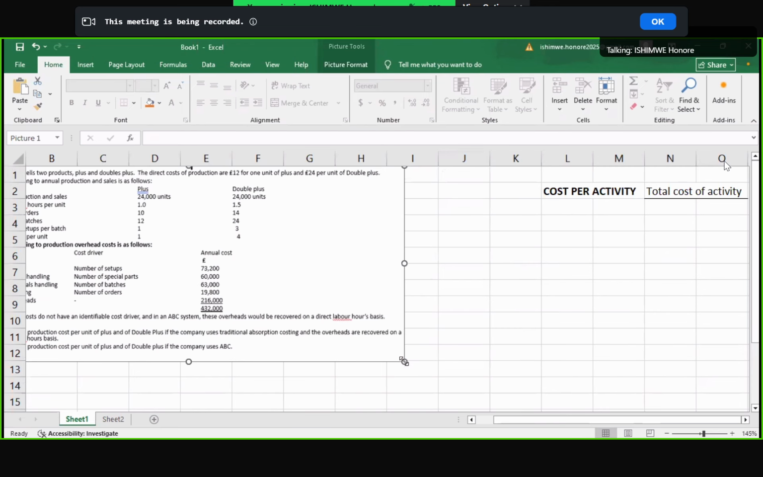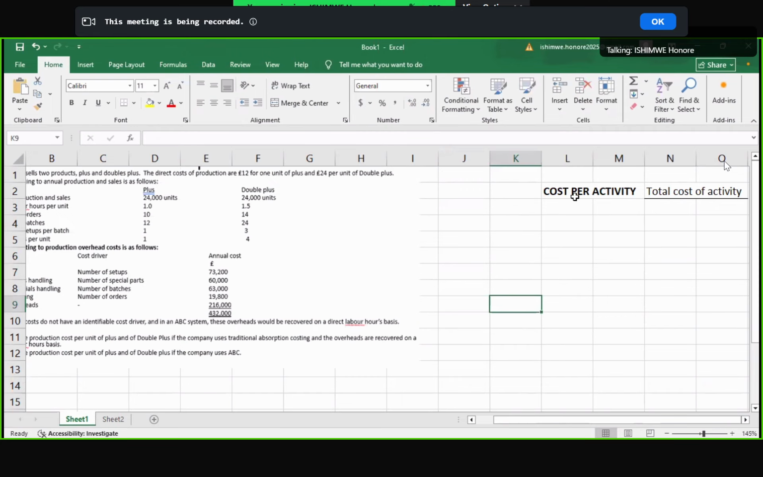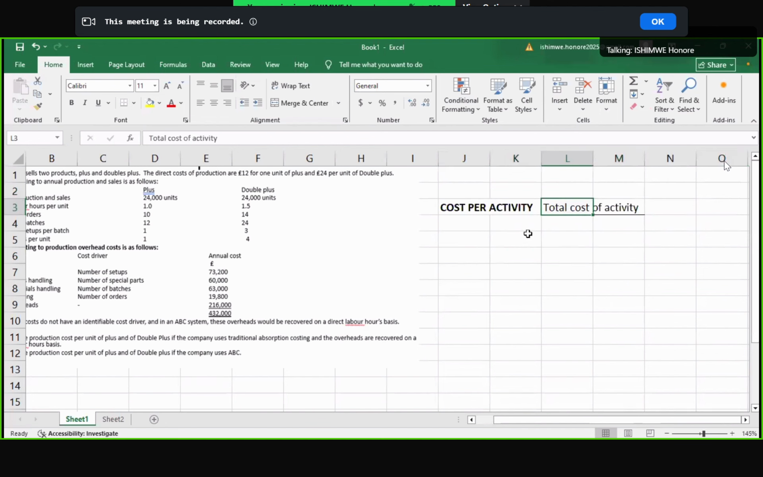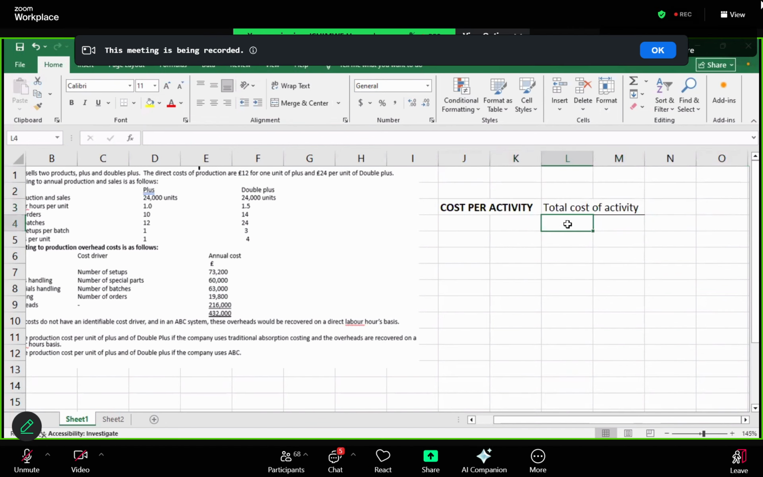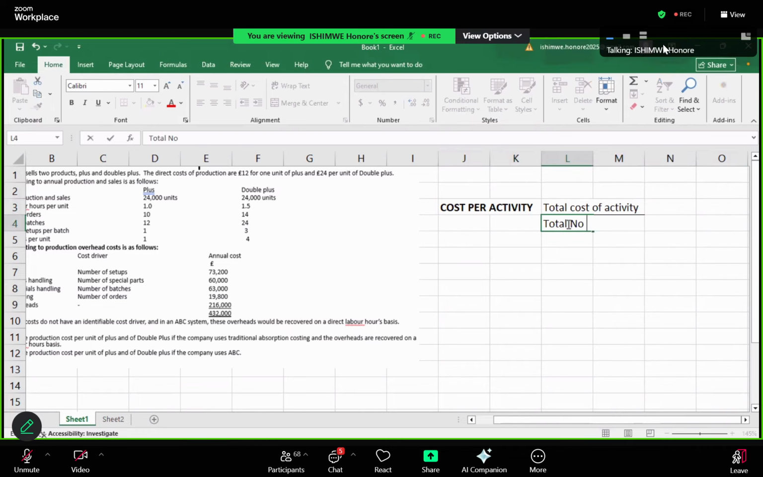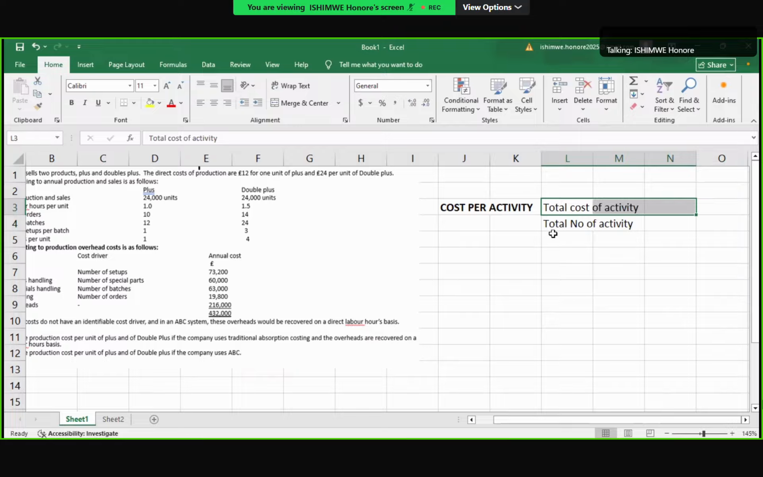I'm trying to expand so that you can see. Okay, so what I'm saying is this. We need to determine, first of all, cost per activity. We say total cost over total number of activities. So you get cost per activity. You see, total cost of activity over total number of activities, so you get total cost per activity.